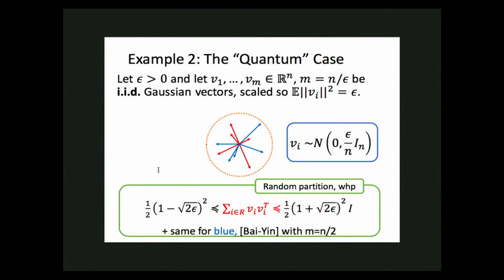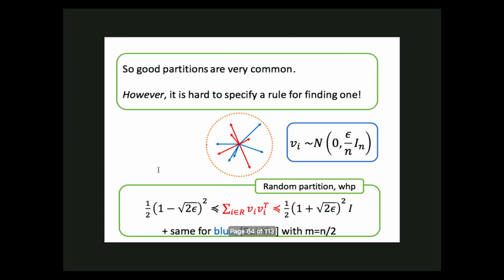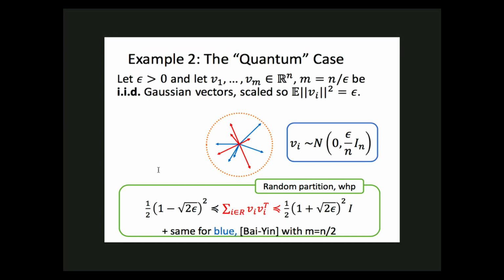If you just randomly color half blue and half red, then the same type of calculation applies. So what are the red vectors? What's the red covariance matrix? It's a sum of outer products of Gaussians. It's also a Wishart matrix, just with half as many vectors. So by the same theorem, the eigenvalues are going to be between half plus or minus square root of epsilon, squared. So a random partition is great in this case, the same for blue. So random instance, random partition, each part is itself a random instance, and so it's going to have very good eigenvalues, and so a random partition works great.